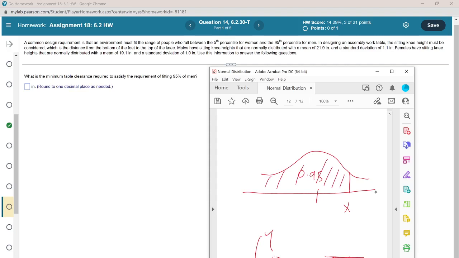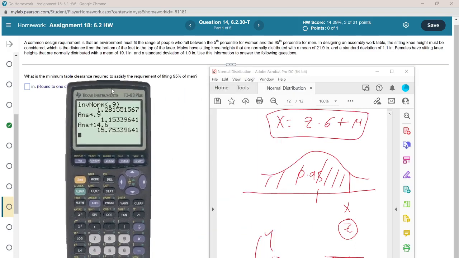We don't know how to use technology to find the x, but we do know how to use technology to find the z-score. And then after finding the z-score, we can get the value of x by using this formula, x equals z times sigma plus mu. By using the very same idea, we're going to use the inv norm function, which is number 3. It takes the area under the curve, which is 0.95, and gives you the z-score.